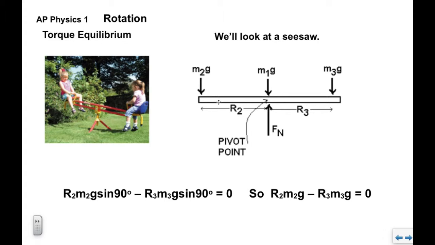So when we look at just moving left to right, we have R2, that's this distance, times M2G, that's the force, sine of 90. The seesaw is horizontal, the force is vertical. Minus R3, M3G, sine 90, that's this torque. Notice that these two go away.